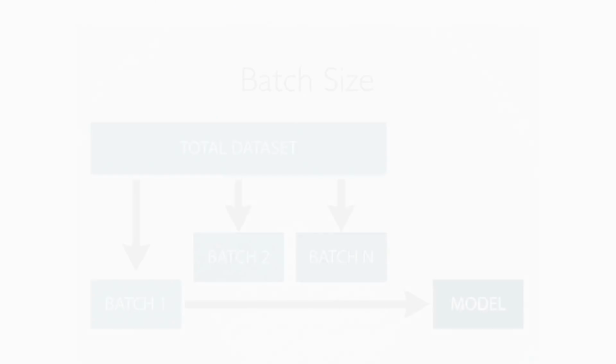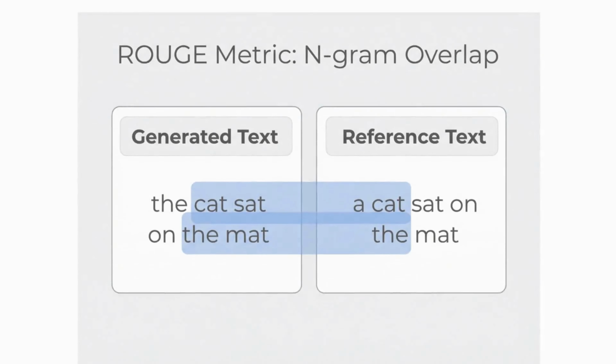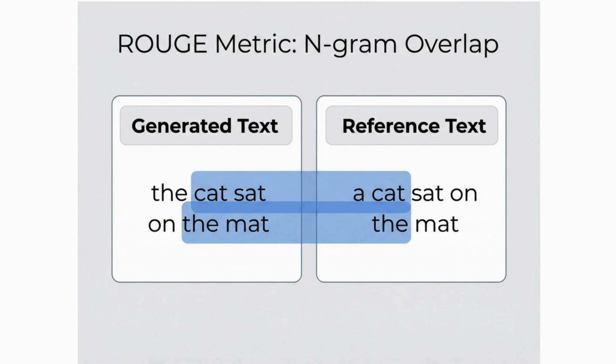Next term is an epoch. It's one full pass through the training dataset. If you train for one epoch, the model has seen each training example just once. Next term is the batch size. It's how many examples the model processes at once before updating its weights. Larger batches are more stable but require more memory. And the final term is ROUGE. It's an evaluation metric for summarization that measures how similar the model's summary is to a human summary. With those in mind, let's jump into the notebook.